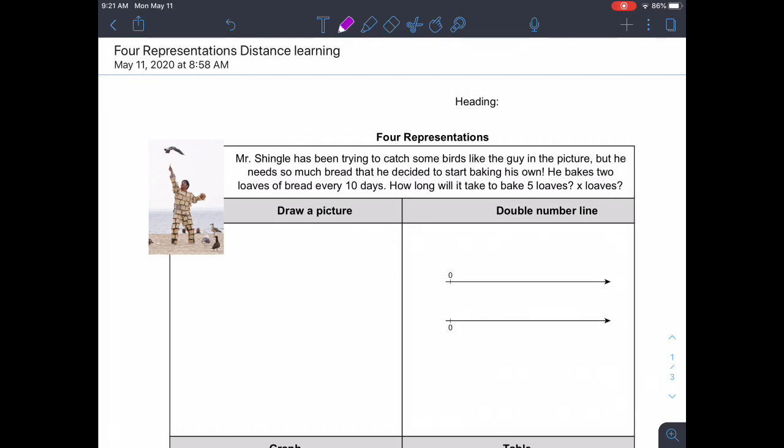Let's read that again. Make sure we understand what's going on. We know it's about me and baking some bread to try to catch birds. Mr. Shingle's been trying to catch some birds like the guy in the picture, but he needs so much bread that he decided to start baking his own. He bakes 2 loaves of bread every 10 days. How long will it take to bake 5 loaves and to bake X loaves? I'm going to underline those in a different color because that has to do with the question.